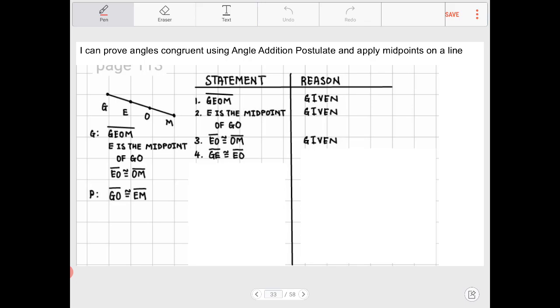So now I know that GE is congruent to EO. That's because of the definition of midpoint. And since GE is congruent to EO, and I know that EO is congruent to OM, I can then add lines 3 and 4 together to make GE plus EO is equal to EO plus OM.